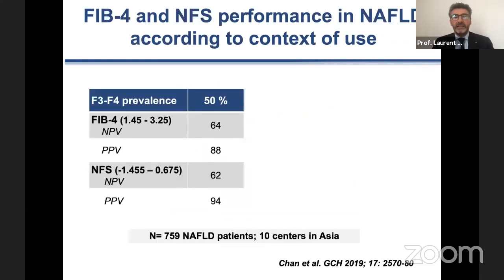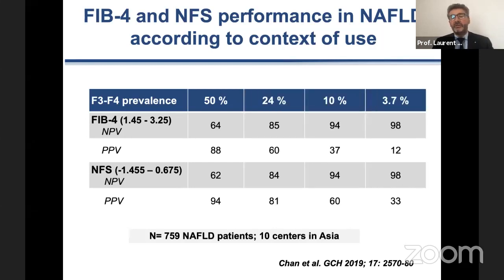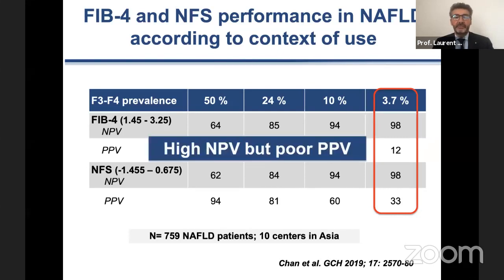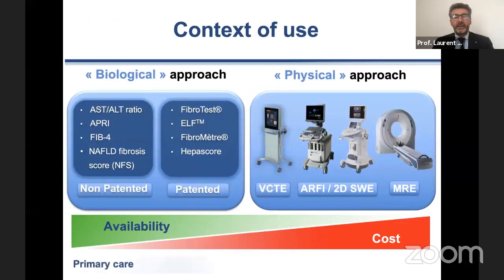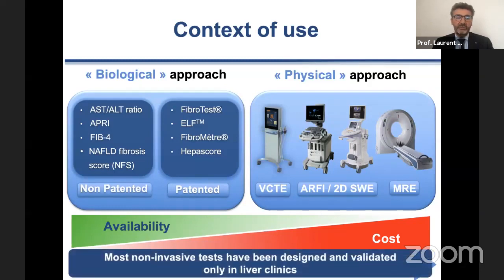This has been well illustrated in a study from Asia, a multi-center study, 10 centers, and you can see with the Fib4 and the NFS, the most popular tests in NAFLD, at a prevalence of 50%, PPV is high. Now, if you go down to less than 5%, you see a dramatic decrease in PPV, 12% and 30%, which is not acceptable, meaning that you need a second test to confirm your cases. So this is very important if you want to test your patients in primary care. And let me remind you that most non-invasive tests have been designed and validated only in liver clinic.